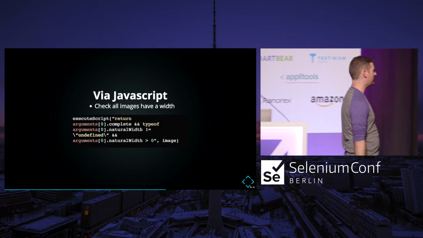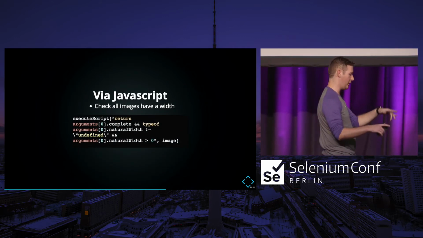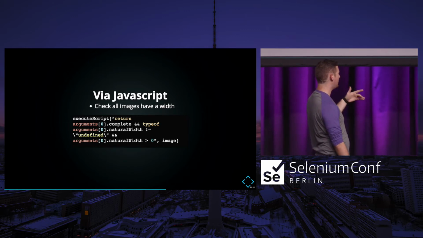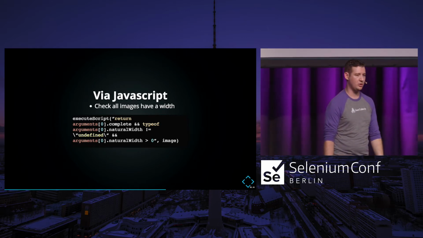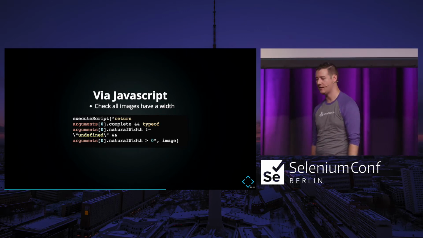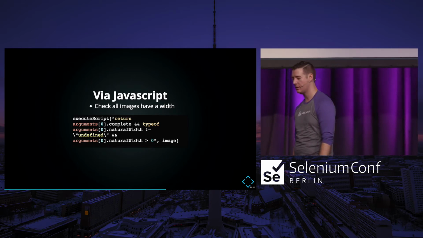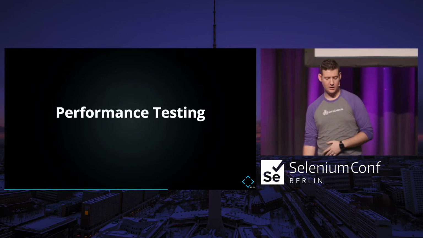You can also do it via JavaScript. How cool is that? Selenium has one command that allows you to run arbitrary JavaScript code inside of your test. This little JavaScript code will validate that the image has a width more than 0, which means that something exists at the very least. Obviously, if you know more particulars, you can make it more specific.